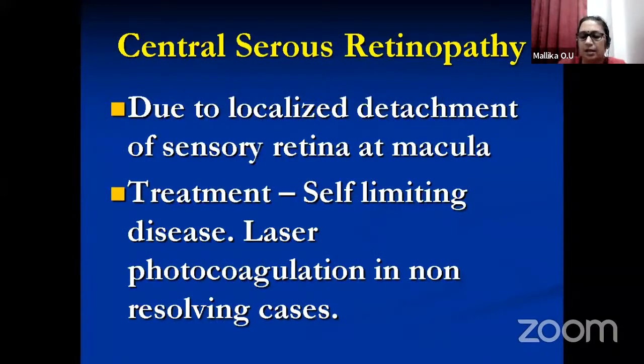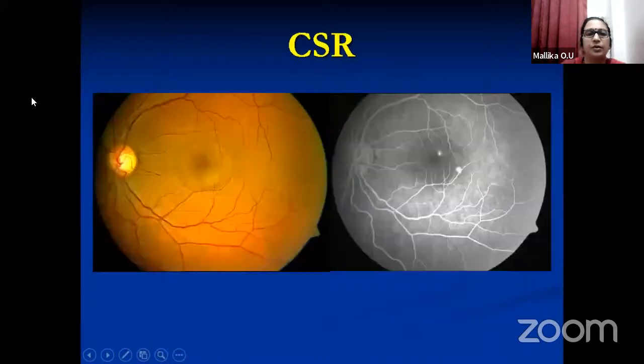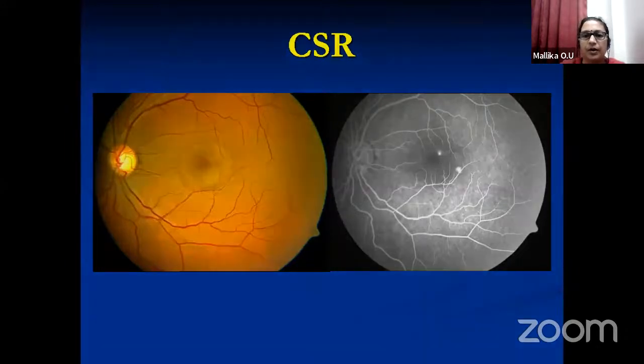So this is a localized detachment of the sensory retina. The treatment: it is a self-limiting disease, and if the symptoms are persisting for quite a long time, you have to treat with a laser photocoagulation. So this is the picture of it. You can see this is the black and white photo. You can see there is a detachment of the retina at the macular area corresponding to this. In this picture, you can see there is a localized detachment of the retina, and you can see there is a leaking in the choroidal region.